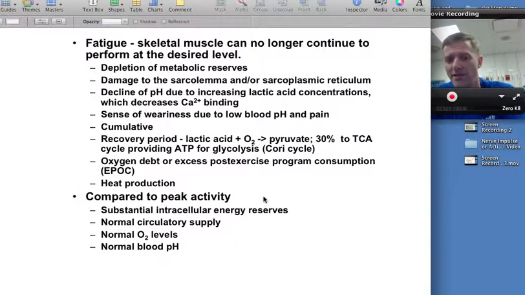So obviously, compared to when you're ready to go, ready to compete, ready to lift, ready to run, that's when you've got good oxygen, normal pH, you're well rested, and you've got a lot of energy supplies built up.